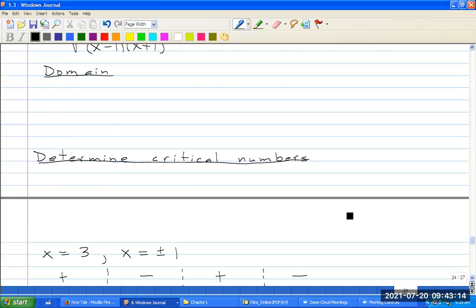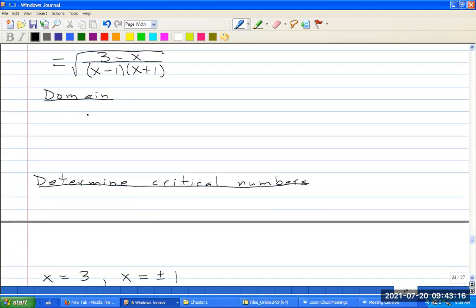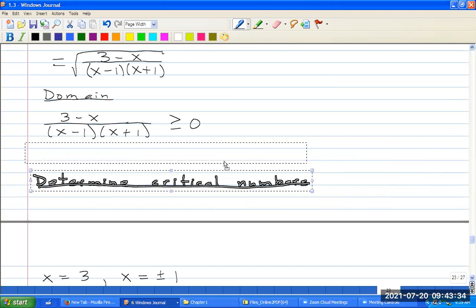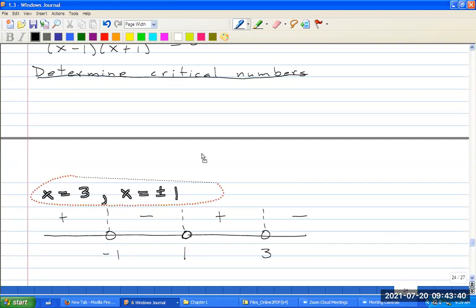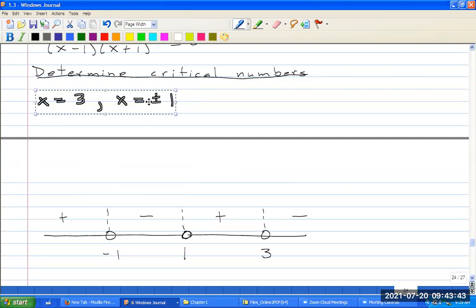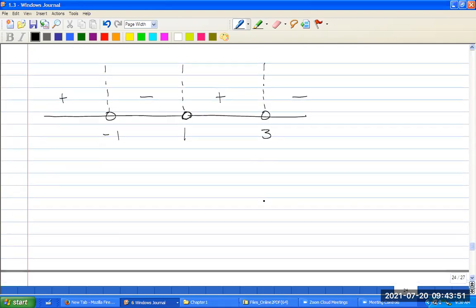So I want that this, I should have stated, is greater than or equal to 0. That's how we find the domain. Even though I said it, I didn't write it down. But now I've got room, so I'll write it down. Okay, so there. We want it to be greater than or equal to 0, so I fill in the pluses.